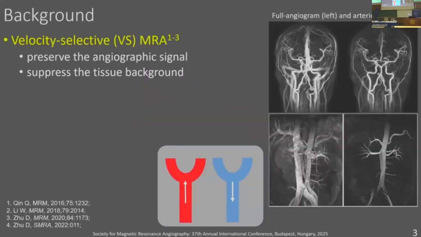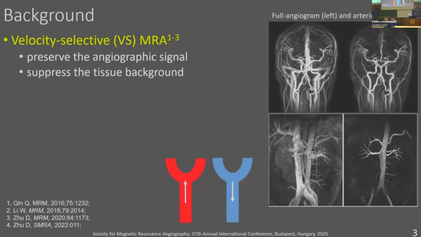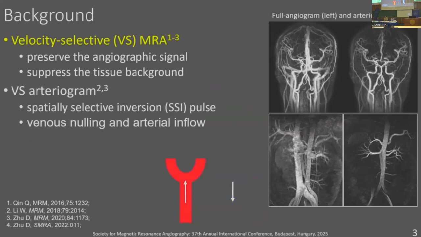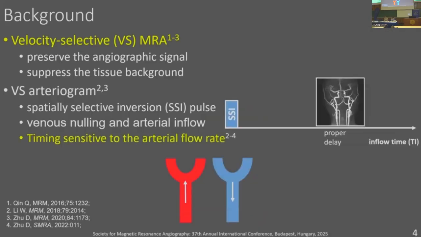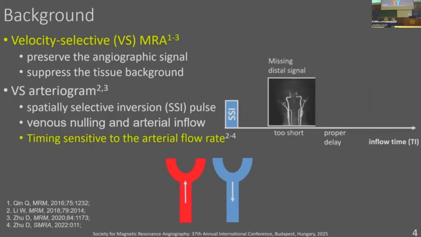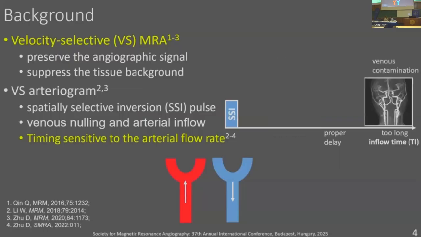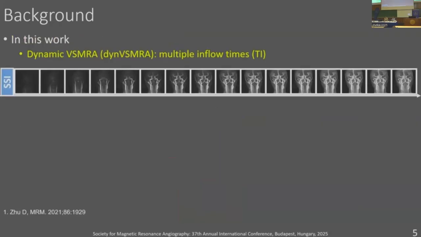The velocity-selective MRA can preserve the angiographic signal and suppress the tissue background within a single scan. VS arteriograms were achieved by adding a spatially selective inversion pulse with a proper delay for venous nulling and arterial inflow. The timing of the inflow is sensitive to the arterial flow rate. A shorter inflow time may result in missing distal signal, while a longer inflow time could introduce venous contamination. In this work, we instead proposed a dynamic VSMRA technique that obtains angiograms at multiple inflow times.